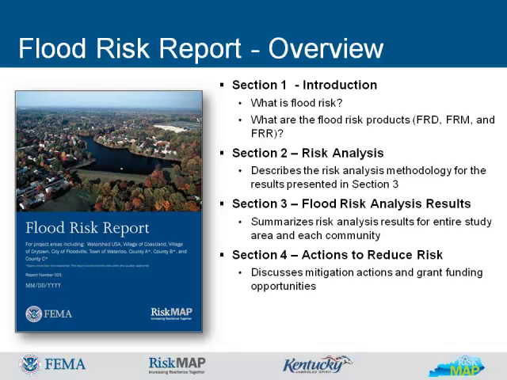Section 3 provides a summary of the risk analysis results for the entire study area and each community. Section 4 provides information on ways to reduce risk, including potential mitigation actions and grant funding opportunities. The data supporting the Flood Risk Report is located in the Flood Risk Database.